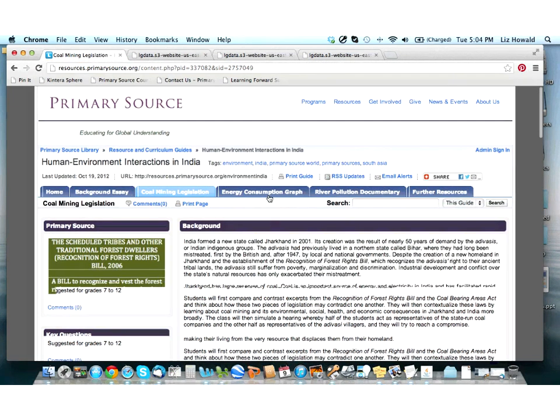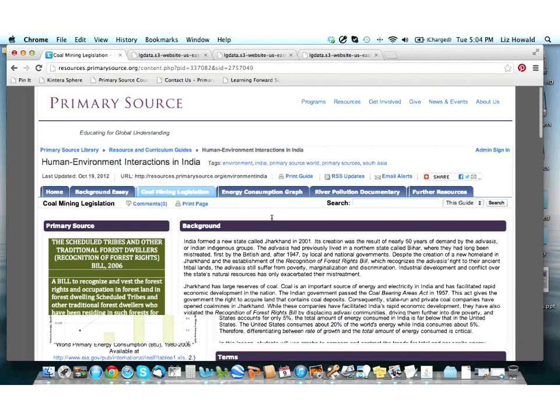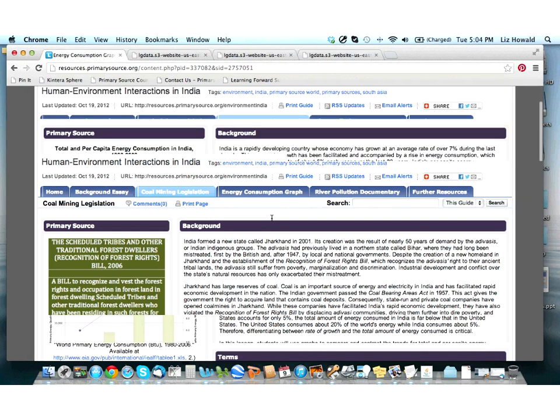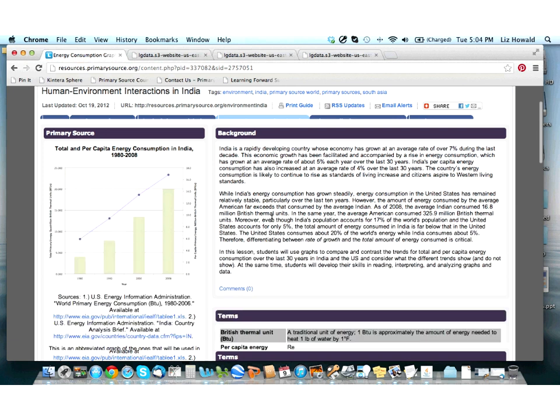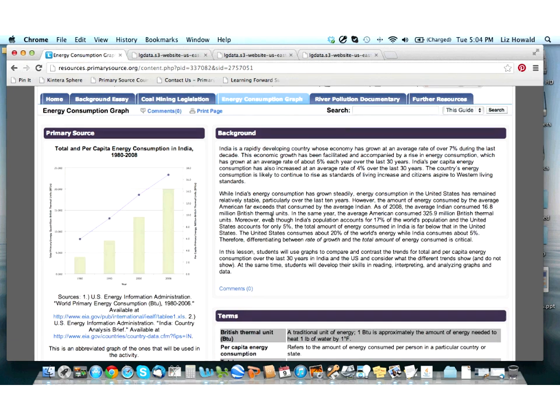And the second one I think follows really nicely. It looks at energy consumption. So we're looking at getting those resources and getting the coal to produce energy. But in this next activity, we're not only moving away from the resource into how it's used, but we're also moving away from text-based primary sources into what we would call a visual text. And we'll be having students look at graphs and work on their analyzation skills.